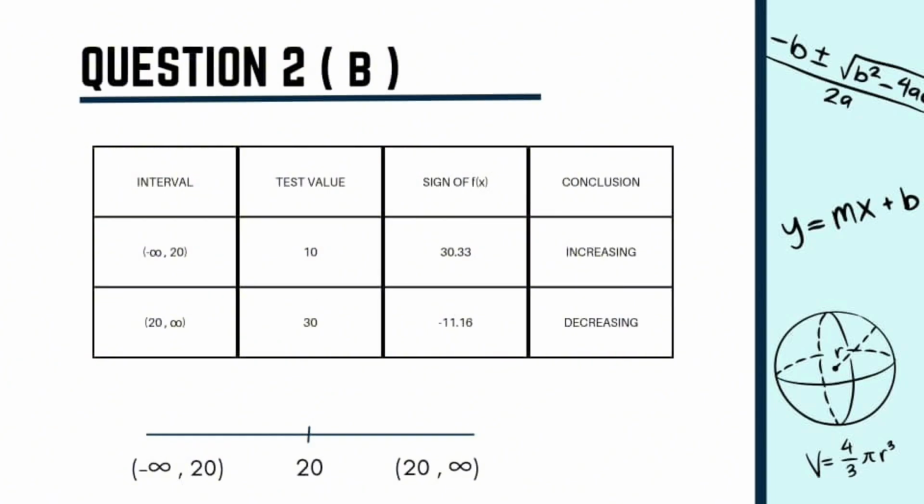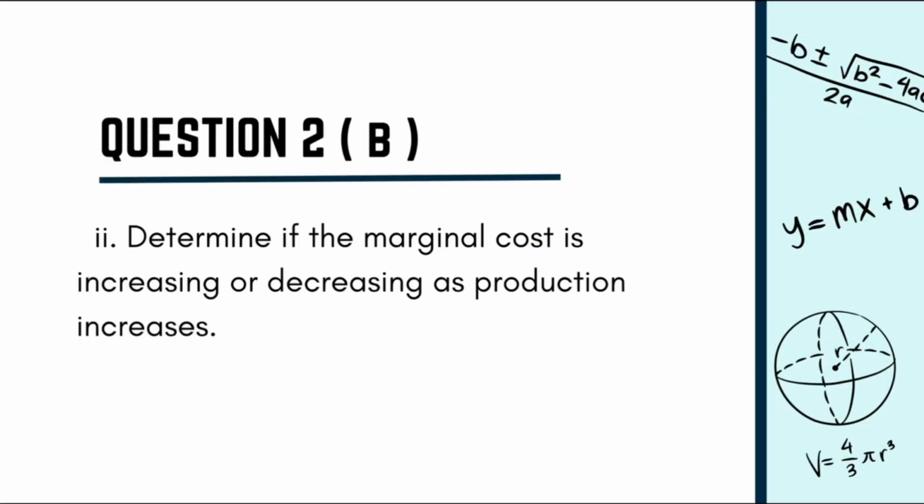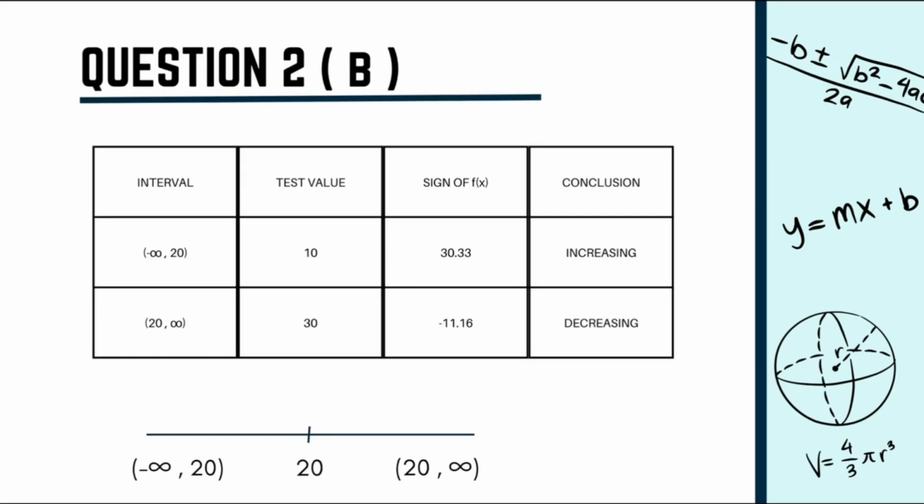Next, determine if the marginal cost is increasing or decreasing as production increases. This table is used to determine whether the function is increasing or decreasing by analyzing the sign of the first derivative. First, the critical point is at x equal to 20. This value divides the domain into two intervals, which is from negative infinity to 20 and from 20 to positive infinity. A test value of 10 is chosen from this interval.